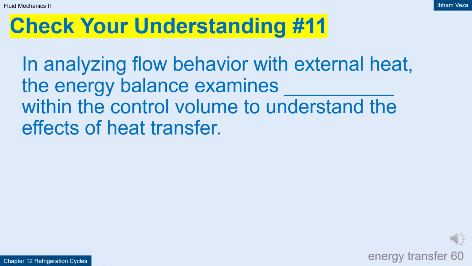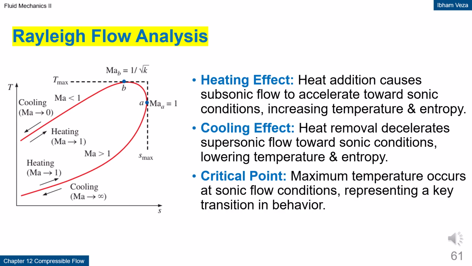In analyzing flow behavior with external heat, the energy balance examines energy transfer within the control volume to understand the effects of heat transfer. Rayleigh flow analysis. In Rayleigh flow, the main effect considered is heat addition or removal. For subsonic flow, heating accelerates the flow toward sonic conditions. For supersonic flow, cooling decelerates the flow toward sonic conditions. The maximum temperature is reached when the flow becomes sonic. This condition represents the critical point in Rayleigh flow analysis.